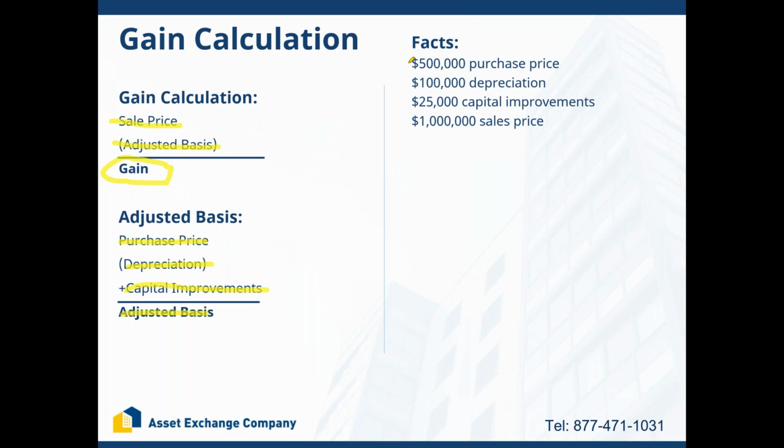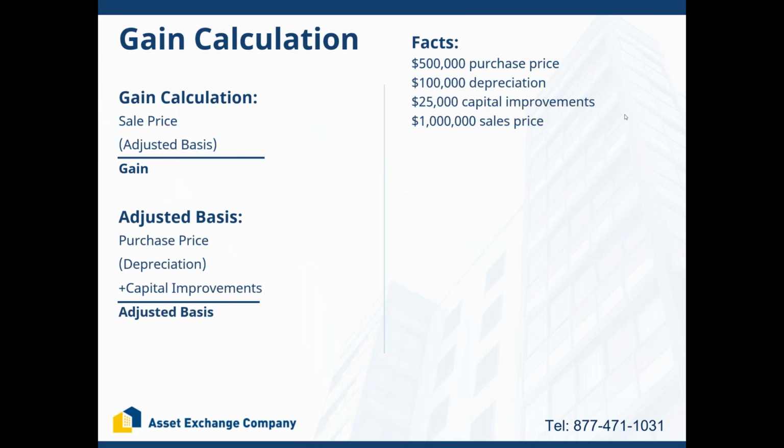All right, my facts here on the board state that I bought a property, let's say 20 years ago or 10 years ago, it doesn't really matter, and I paid $500,000 for that property. Over the duration of my ownership, I have taken a total of $100,000 of depreciation. At one point, I had to put a new roof on the property, and that cost me $25,000. And I am now in contract to sell the property for a net sale price of $1 million. Okay? And please note that I said net sale price. What that means is after commissions and closing costs. Right? My net sale price is $1 million.